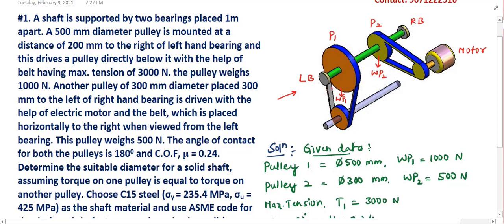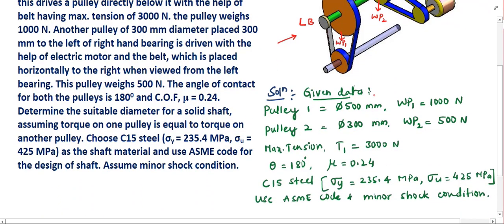So the angle of contact for both the pulleys is 180 degrees and the coefficient of friction is 0.25. The question is to determine the suitable diameter for a solid shaft, assuming the torque on one pulley is equal to the torque on the other pulley.